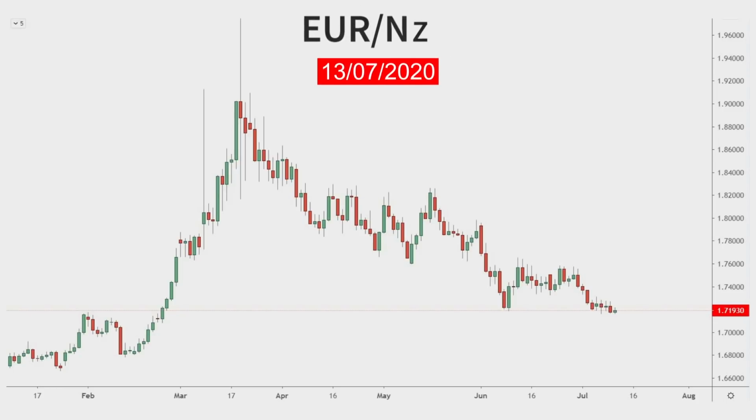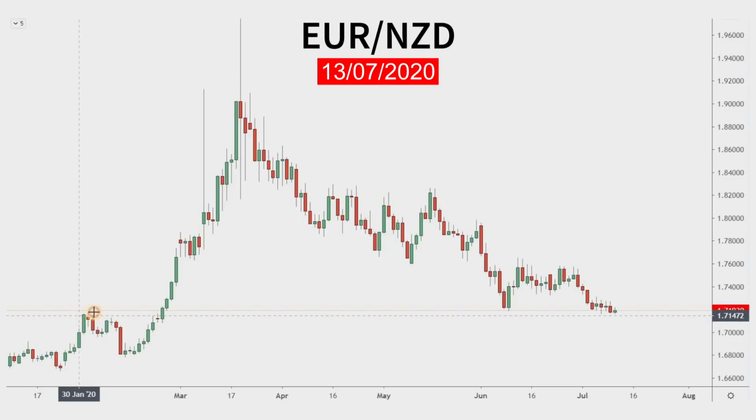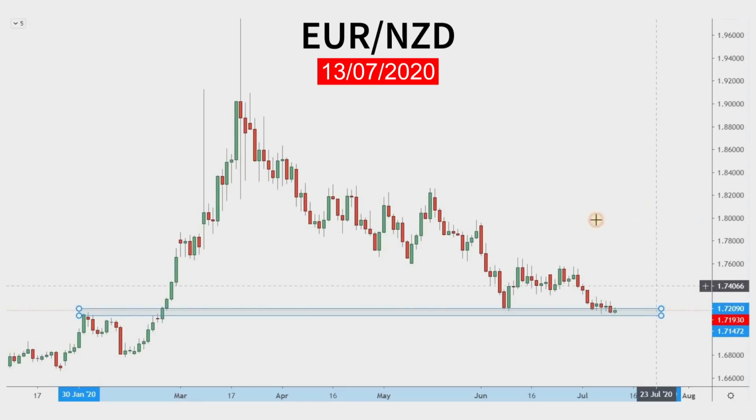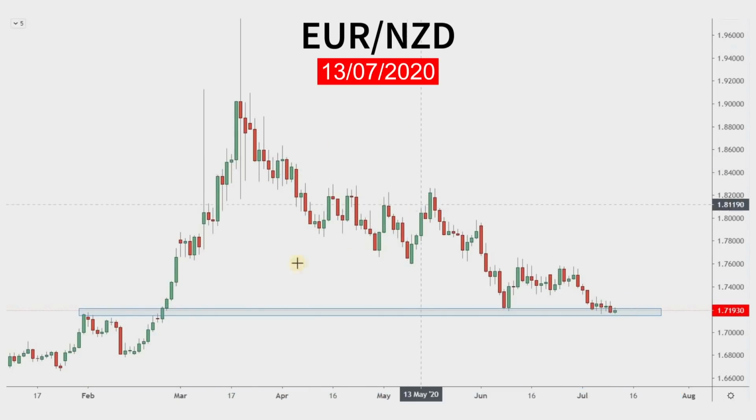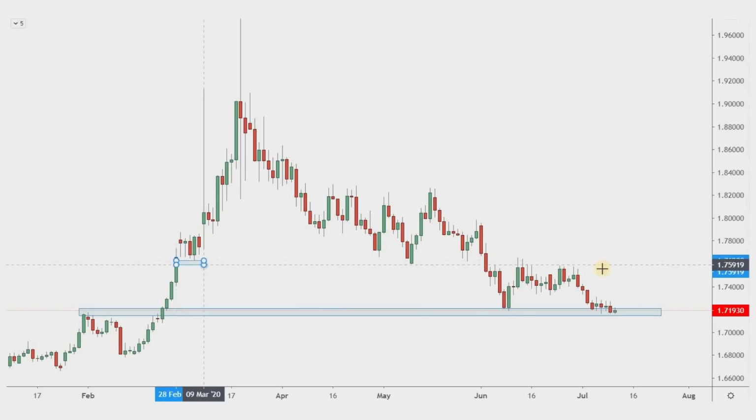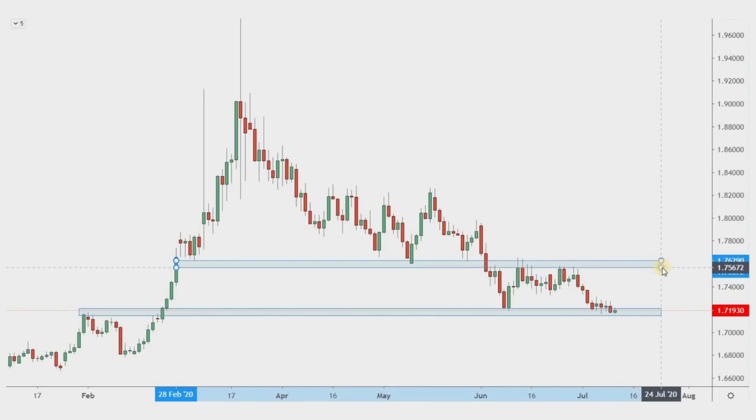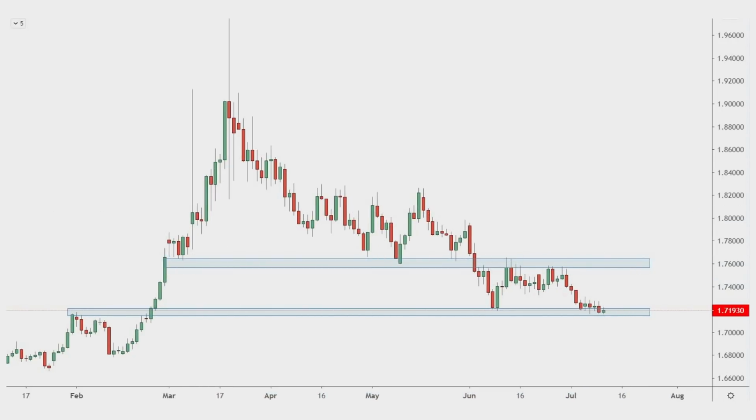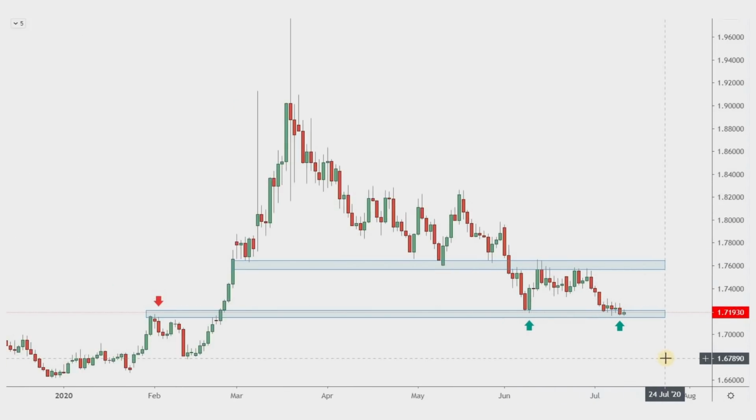First setup is EURNZD. We start analyzing from higher to lower time frames as usual. Check higher time frames, don't miss the bigger picture. We start by marking support and resistance zones. We noticed that price is touching an important support level and is consolidating there.